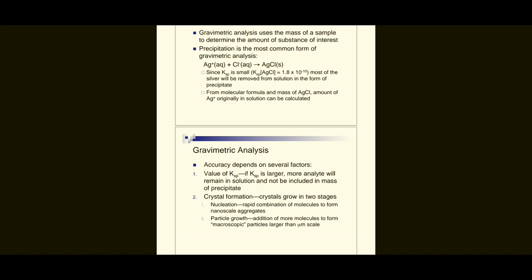Value of Ksp: if Ksp is large, more analyte will remain in solution and not be included in the mass of precipitate. In crystal formation, crystals grow in stages: nucleation, rapid combination of molecules to form nanoscale aggregates, and particle growth, the addition of more molecules to form microscopic particles larger than the micrometer scale.